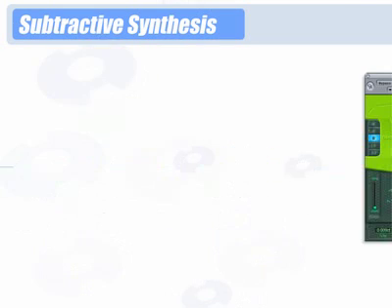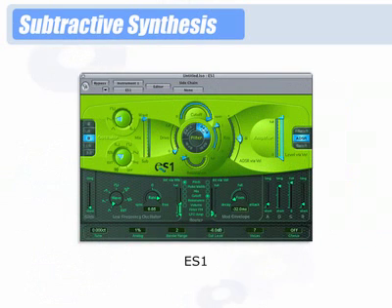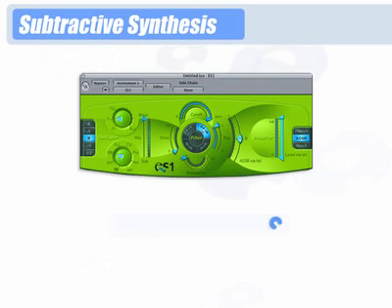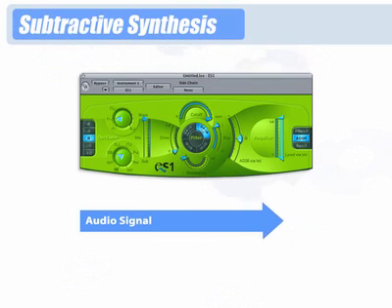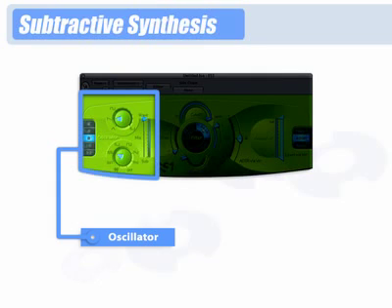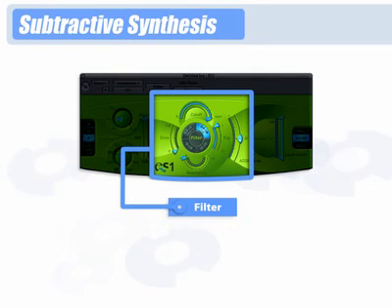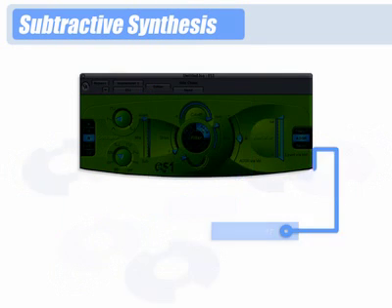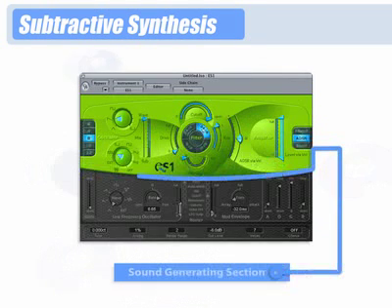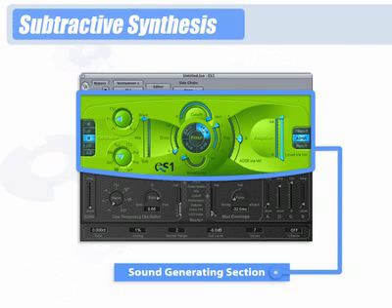When we look at the interface for the ES1, we can start to break down how subtractive synthesis is represented in the interface to Logic's instruments. In the top section of the ES1, we see the sound generation area. Audio flows from left to right among the three modules within this section. On the left side, we have the sound generators, in this case 2 digital oscillators. In the middle is the filter section, and on the right we have the amplifier or output section. It is these three parts that create and shape the sound that we hear.